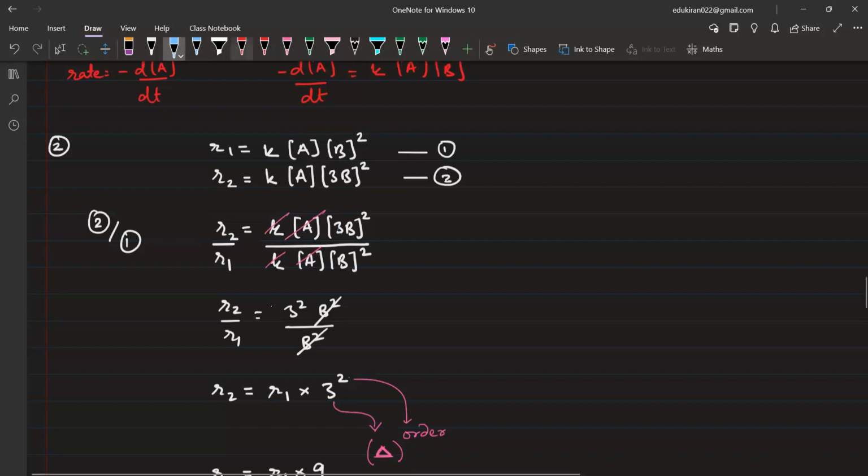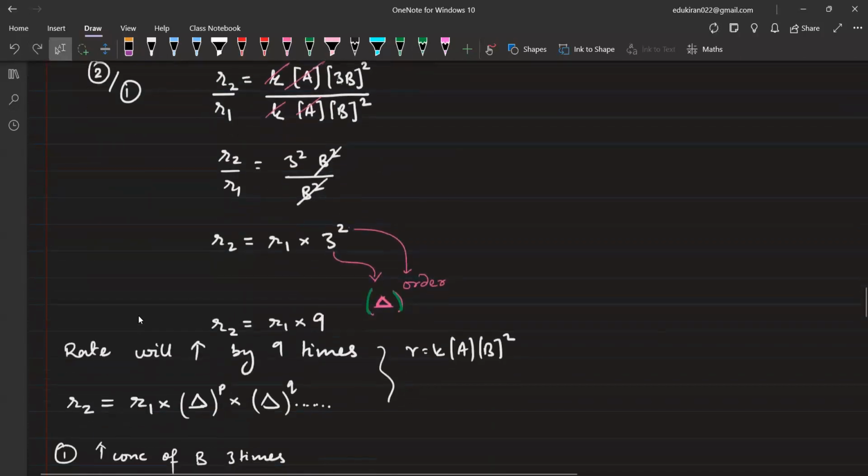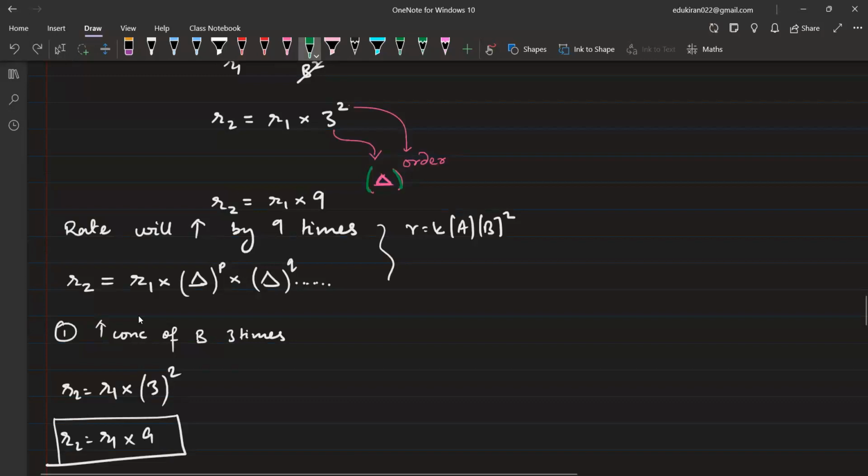Now here you see, I have generalized it to the form that this 3 is the change you are making, you are tripling it. And 2 is the order of the species that you are tripling. You are tripling B, and what is the order of B? It is 2. So in general you can write that R, I have written it ahead, I will not write it right now. So you can write something like this: R2 is equal to R1 multiplied by change in the concentration, whichever concentration you are changing, to the power P into change to the power Q.